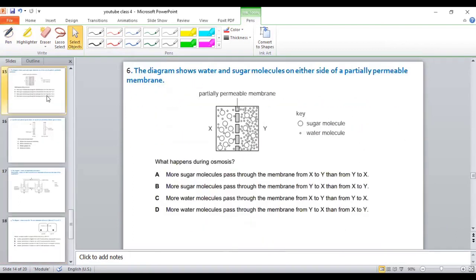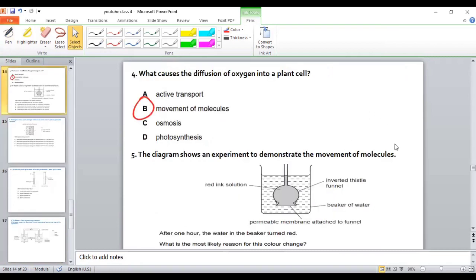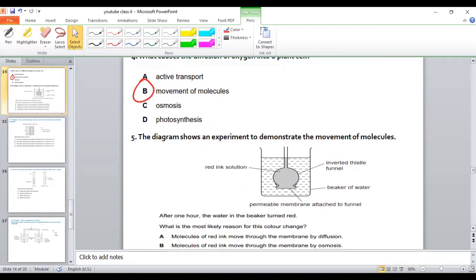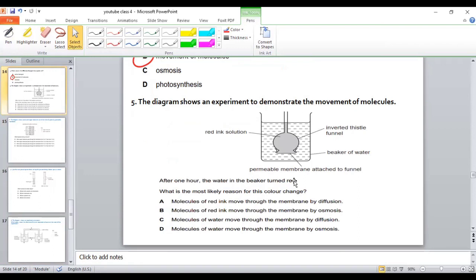The diagram shows an experiment to demonstrate the movement of molecules. This is an inverted thistle funnel, a beaker of water, red ink solution, and a permeable membrane attached to the funnel. After 1 hour, the water in the beaker turned red, like this one is becoming red here. Now, molecules of red ink move through the membrane by diffusion, or by osmosis? Molecules of water move through the membrane by diffusion, or by osmosis? They are saying that red ink is in the thistle funnel and the beaker of water became red. It means red ink will move out.